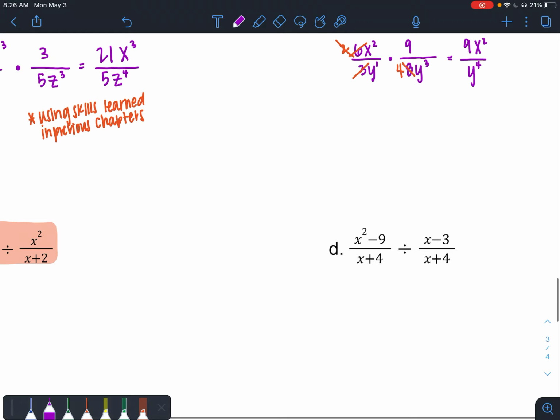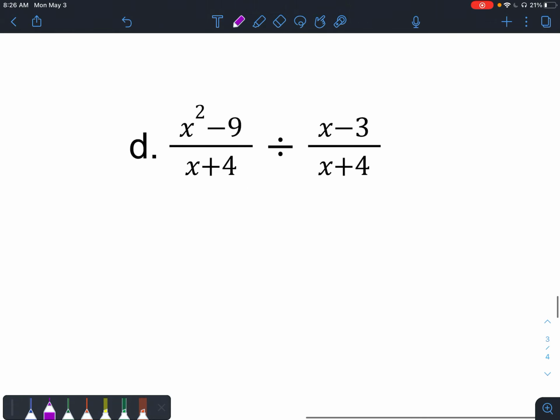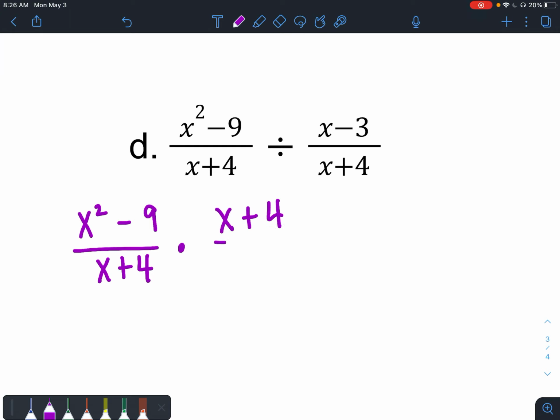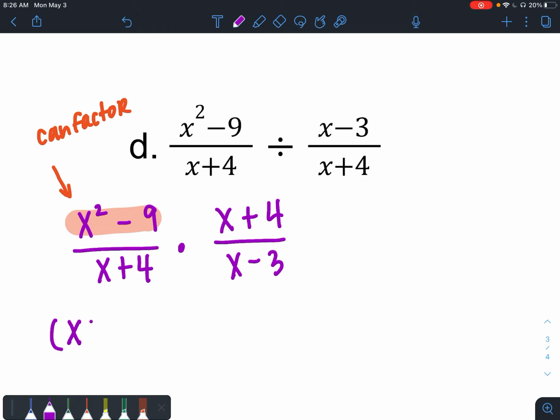Okay, let's skip that example and go on to this one here. All right, so for this one here, I want to go ahead and do x squared minus 9 over x plus 4 times the flip of the second one. But this right here you should recognize as something to factor. This is the difference of squares, so I can rewrite it as x plus 3 times x minus 3, since 3 squared gives us 9.